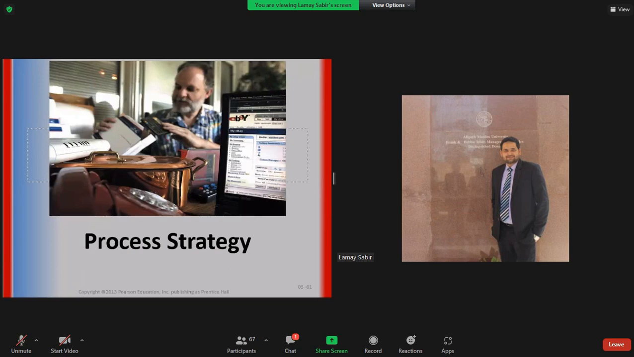For the service industry the process strategy will be a bit different, and for the manufacturing industry the process strategy will be different, because in services the processes involve customer contact. The processes have different opinions.